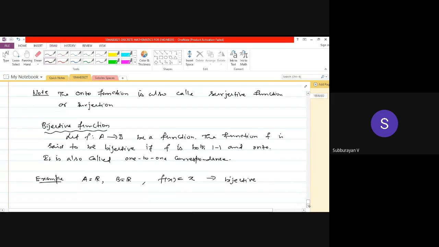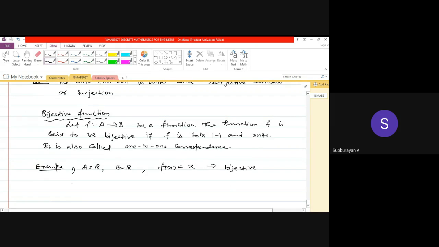What about x plus 1? A equal to the set of real numbers and B equal to the set of real numbers, then f of x equal to x plus 1. Is it bijective? Yes, sir. Okay, it is also bijective.